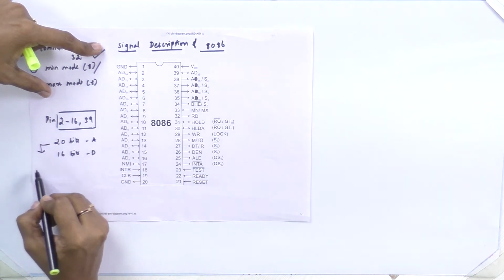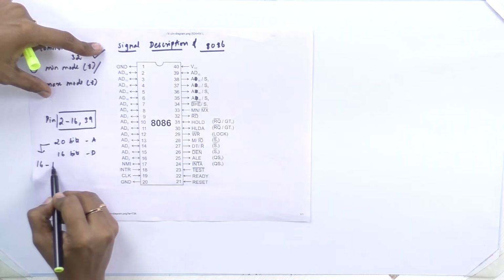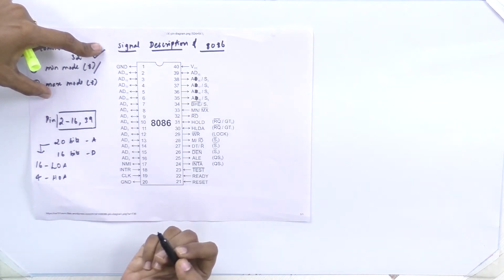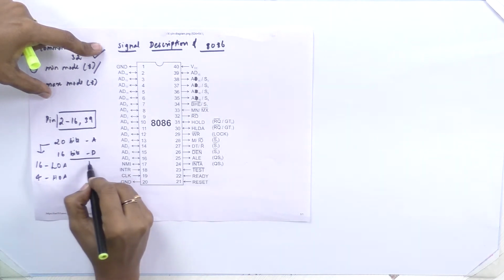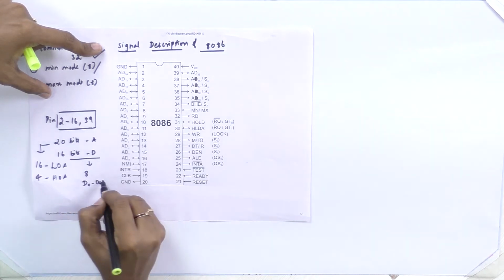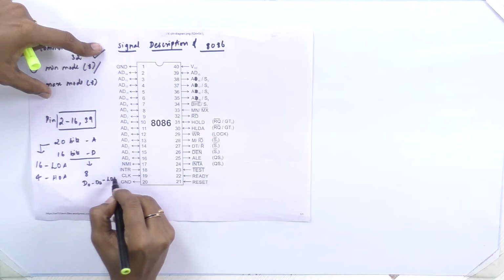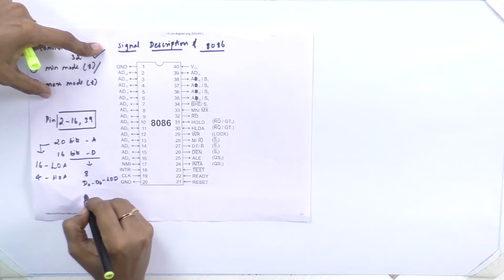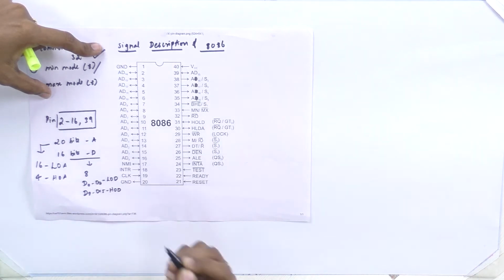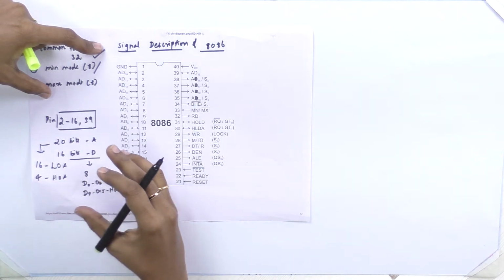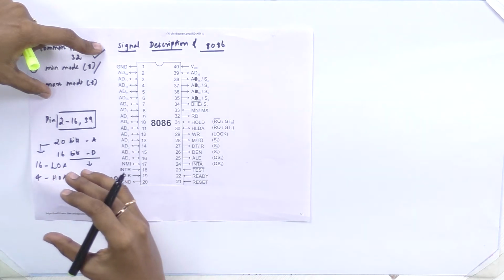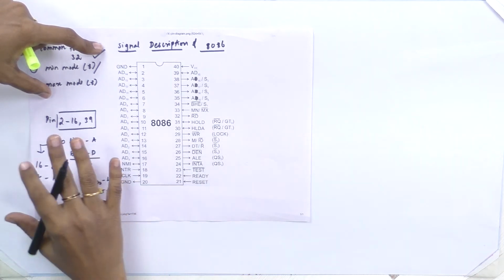Of these 20 address bits, 16 are called lower order address pins and the remaining 4 bits are called higher order address pins. And in the 16 bits of the data bus, 8 bits, that is D0 to D7, are called the lower order data bus, and the remaining 8 pins, D8 to D15, are called higher order data pins. So this is the classification of higher order and lower order address bus, followed by higher order and lower order data bus.